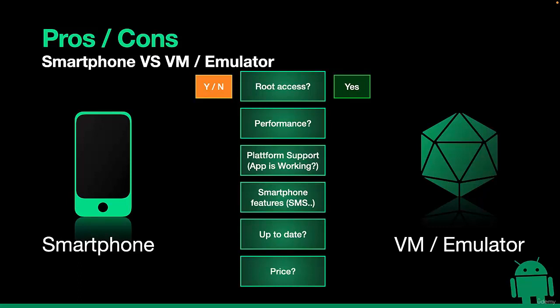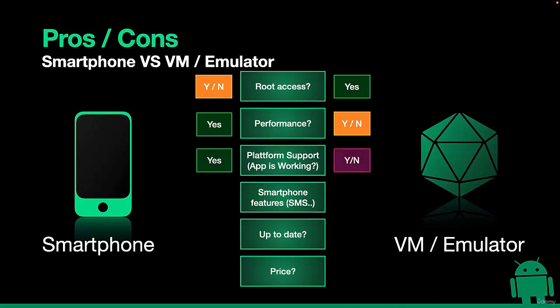Using a virtual machine or emulator, you gain root access directly. So that's definitely a pro for the virtual machine. Performance: on a smartphone, this is the best performance we can encounter. Using a virtual machine or emulator, if you have enough resources, it's also perfectly fine. Next, we have the platform support, and here I mean whether all these applications work on both instances. On a real smartphone, of course, yes, and now it's getting tricky. On an emulator or virtual machine, it doesn't have to be the case.